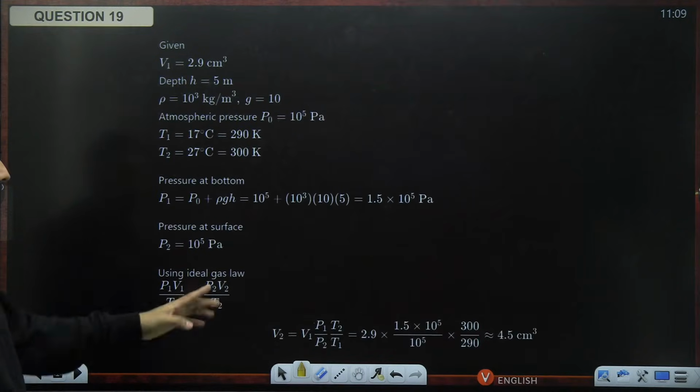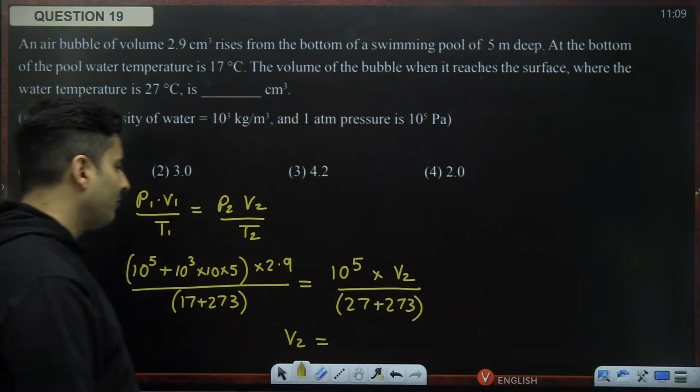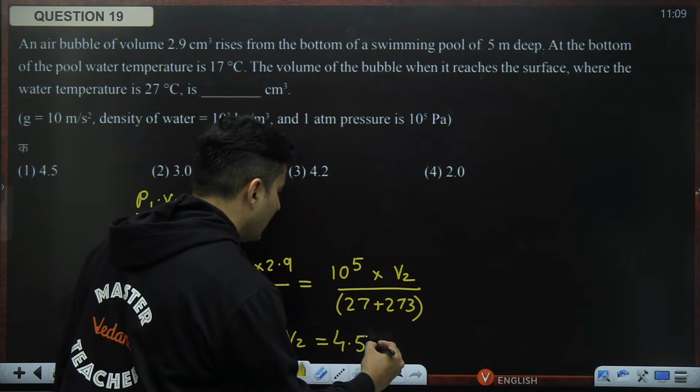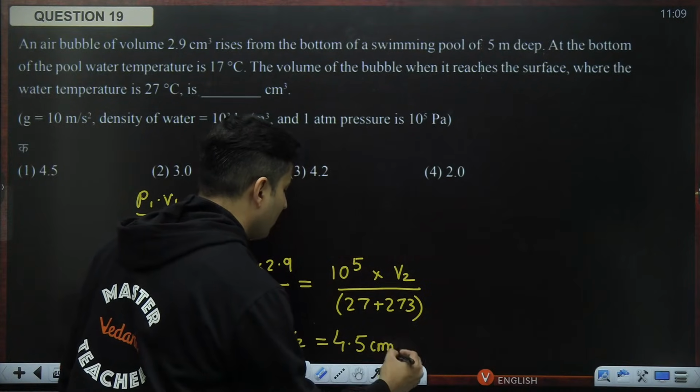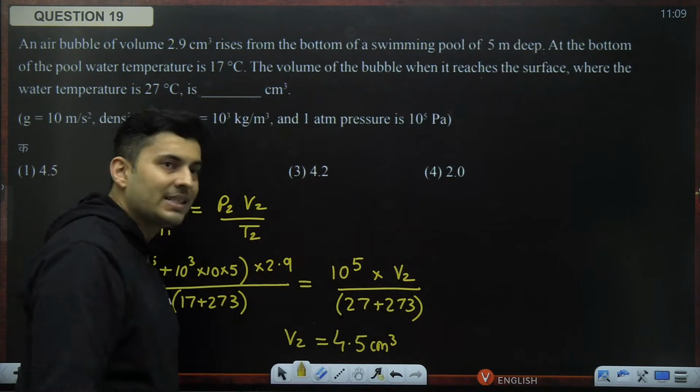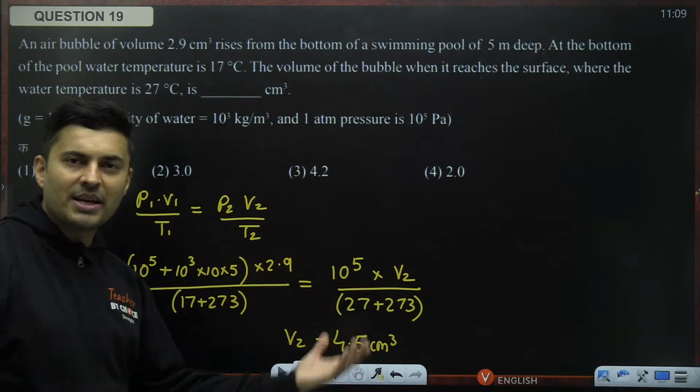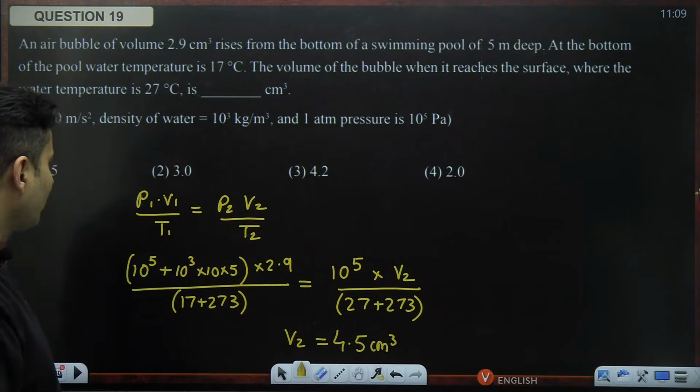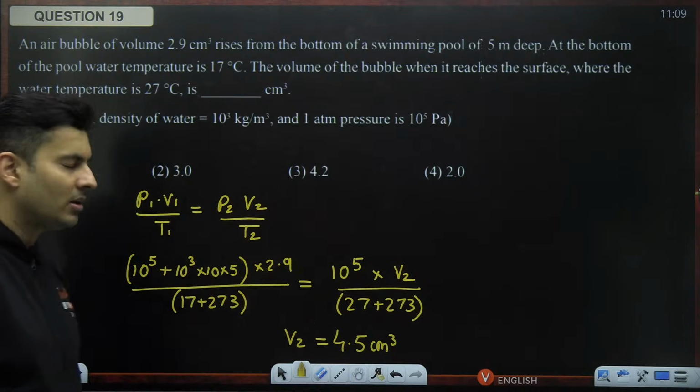Okay, just check it out. Yes, it should come out as 4.5 centimeter cube. Yeah, you don't have to convert it into meter cube, guys, because this was also cc. This will be also cc. So that is the advantage which we get in such things. Okay, so direct application of gas law.